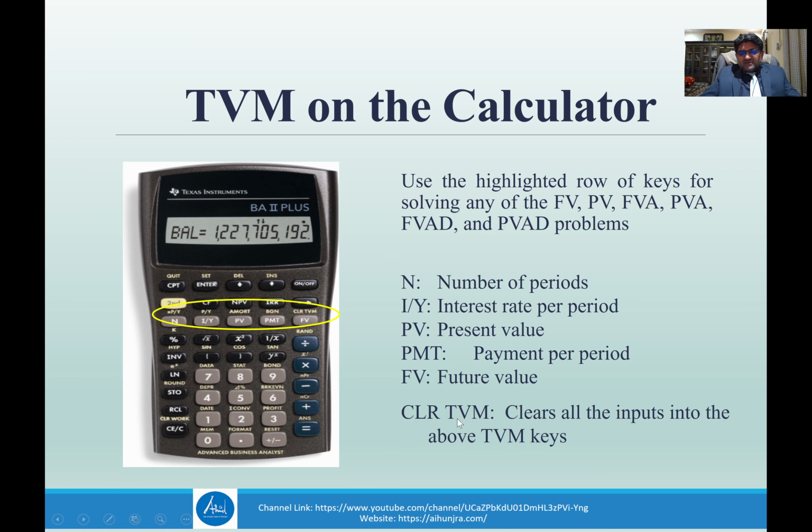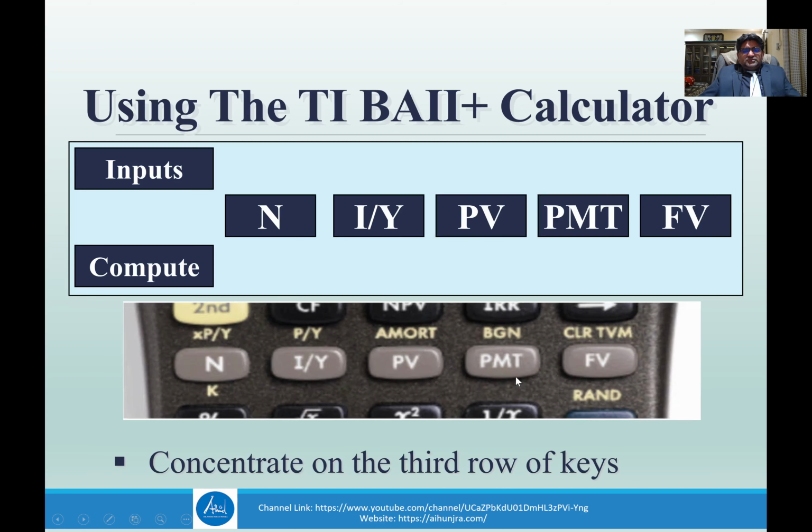We can clear the time value of money calculator, which clears all the inputs in the calculator. Then you can start. Concentrate on the third row. N is the number of time periods, I is the interest rate, PV is present value, PMT is the payment per period, and FV is future value.